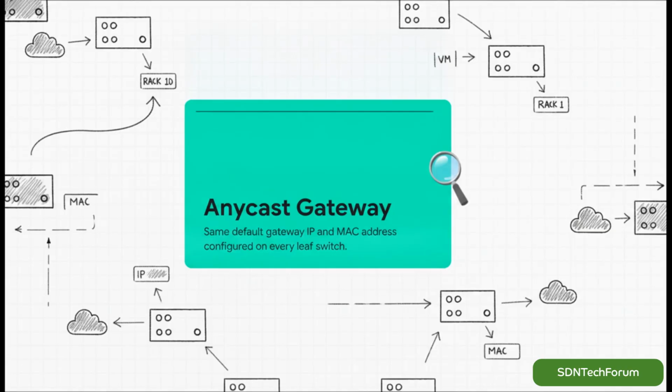EVPN solves this so elegantly using something called the Anycast Gateway. With an Anycast Gateway, you configure the exact same default gateway IP address and the exact same MAC address on every single leaf switch in your entire fabric. So if your VM moves from Rack 1 to Rack 10, it literally has no idea it even moved. It just sends traffic to its default gateway, and the local top of rack switch handles the routing right then and there. Boom! No more trombone routing up to a distant core router.